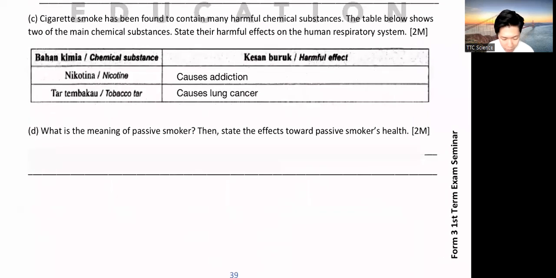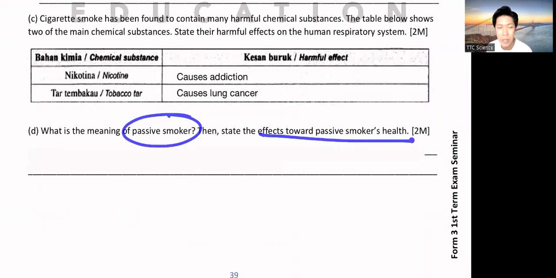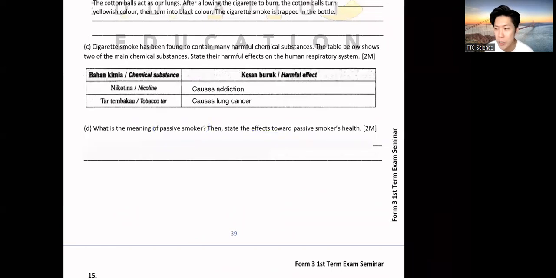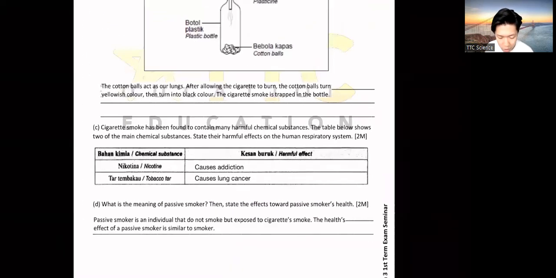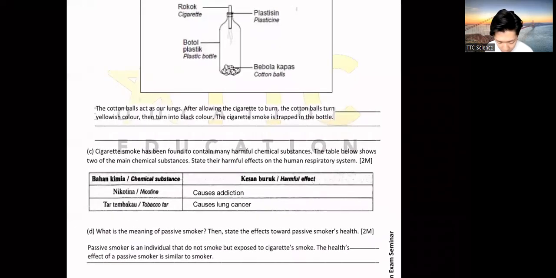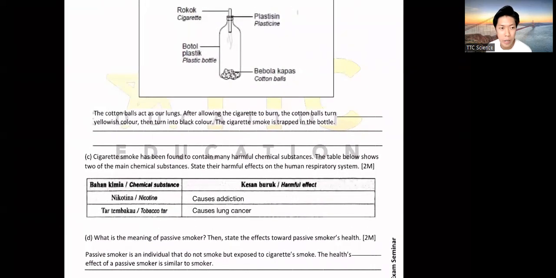What is the meaning of passive smoker and the effect towards their health? A passive smoker means those who do not smoke but inhale cigarette smoke. That's the first mark. Second mark, smoker's health: equally risky, similar to a smoker. Because of time, I don't want to drag you all too long. You all need to have dinner and stuff like that. So I quickly explain. Anyways, I'll post the answer onto the website as well.